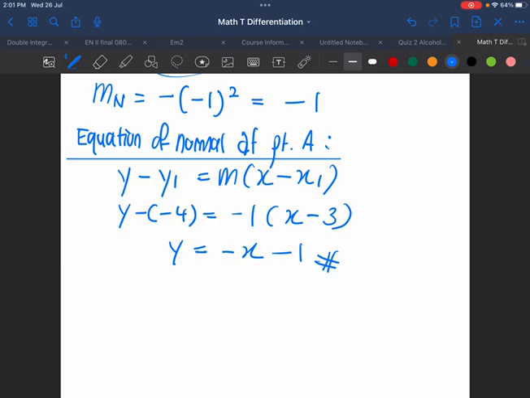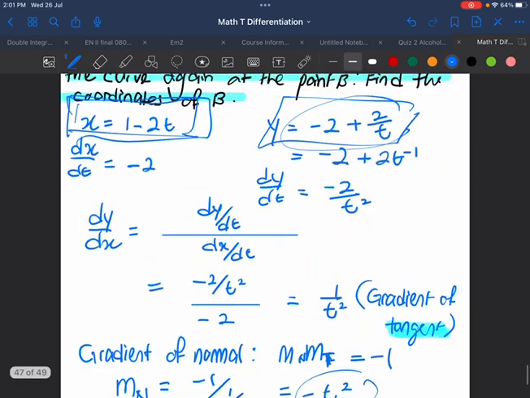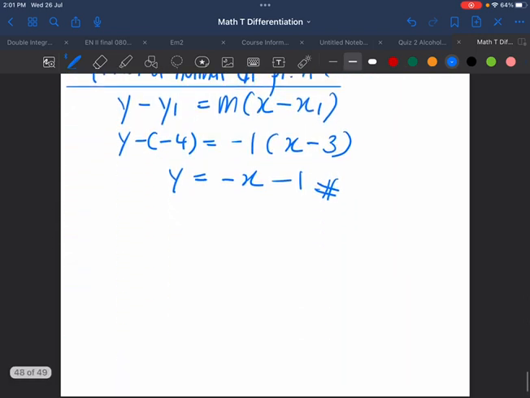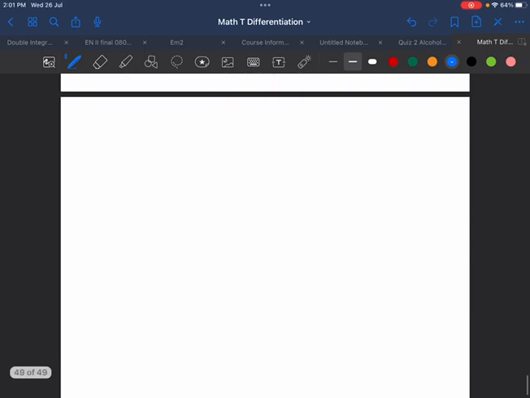Now we are going to the second part of the question, which is that the normal to the curve at the point cuts the curve again at point B. So we need to find the coordinates of point B. So how are we going to do that? Quite interesting. So yeah, I will show you.